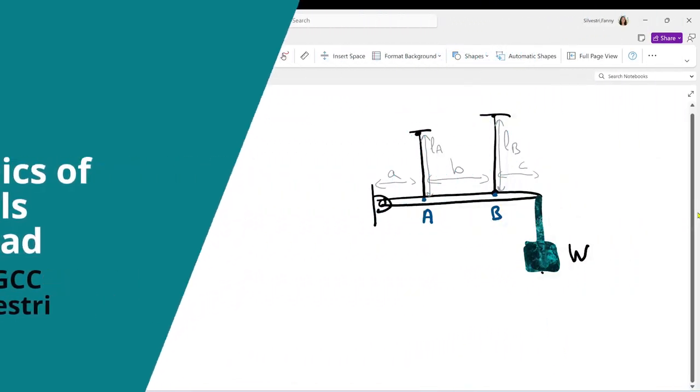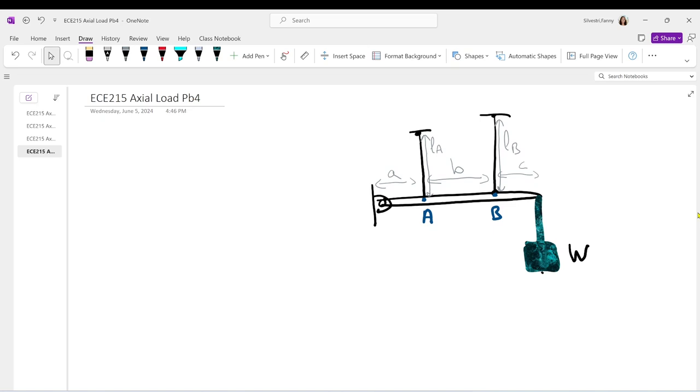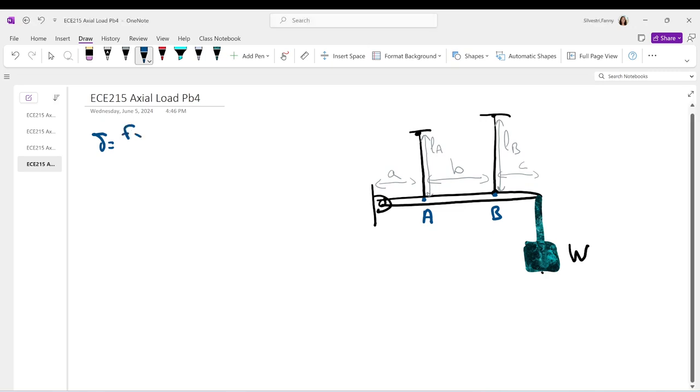So in this example, we will see how we can use this new formula. Let me write it: delta equals, remember that formula? What is that formula? F times L divided by A times E. Make sure I don't make any mistake. How we can use this formula to find forces in a system that is undetermined.